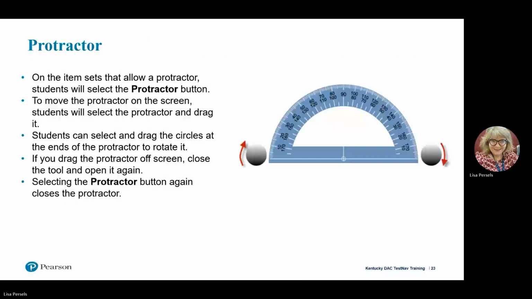The protractor can be selected and moved across the screen by simply clicking on it and dragging it. There are circles at the edge of the protractor that allow you to rotate it. If you drag the protractor off the screen, you can close the tool and reopen it again to view the protractor again. Selecting the protractor button again closes the protractor.